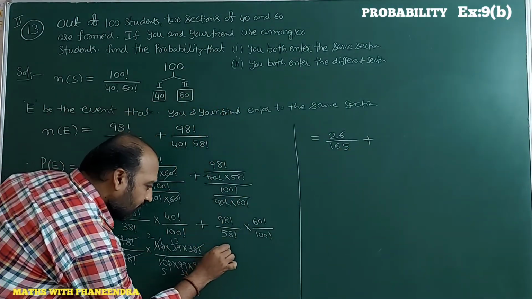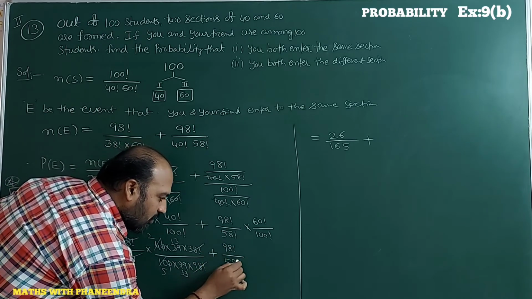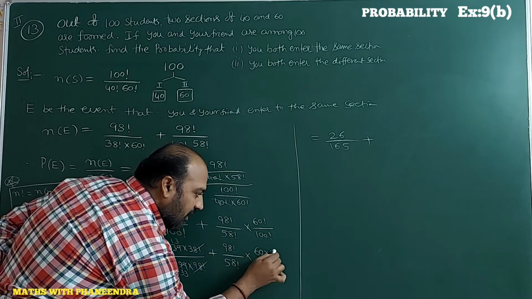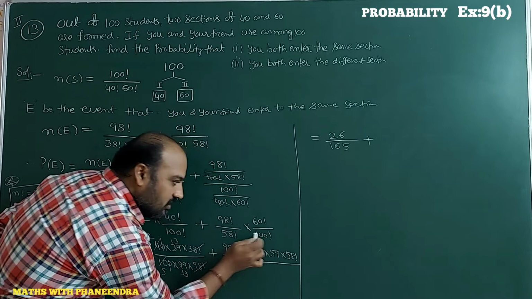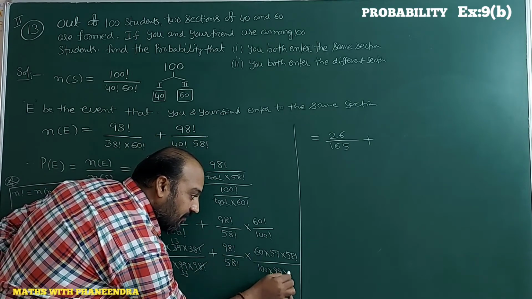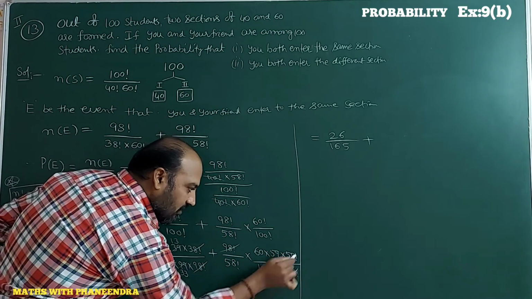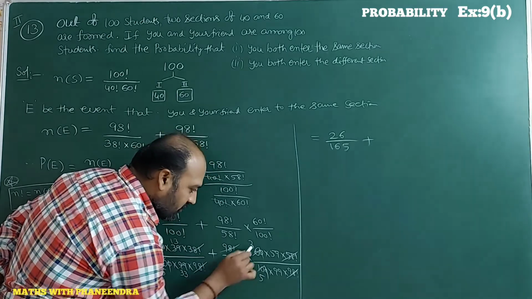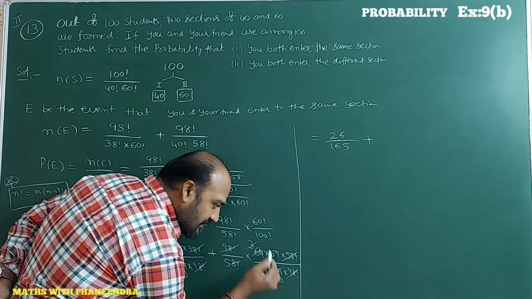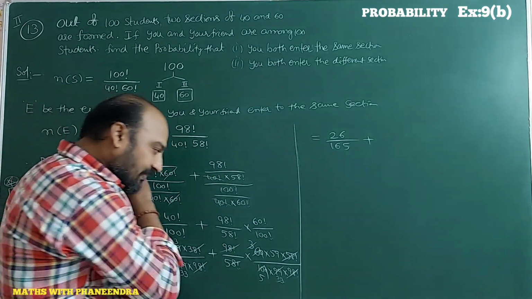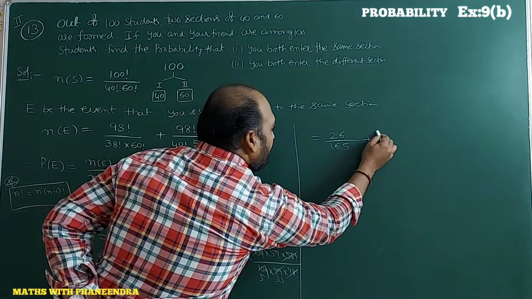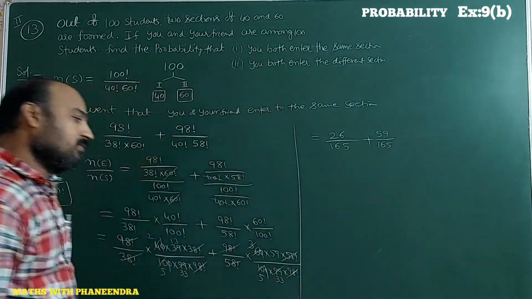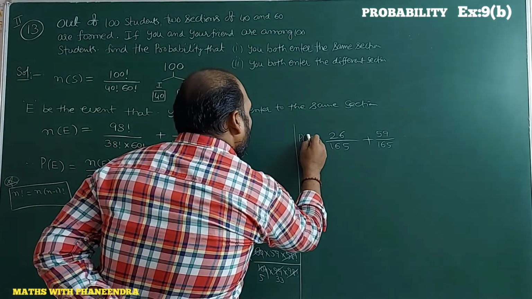we will solve here also 98 factorial by 58 factorial. 60 factorial can be written in terms of 58: 60 into 59 into 58 factorial. 100 factorial can be written as 100 into 99 into 98 factorial. So 98 factorial and 58 factorial cancel. Two 3s are, two 5s are, three 11s are, three 33s. So 59 by 165. This is about P of E.